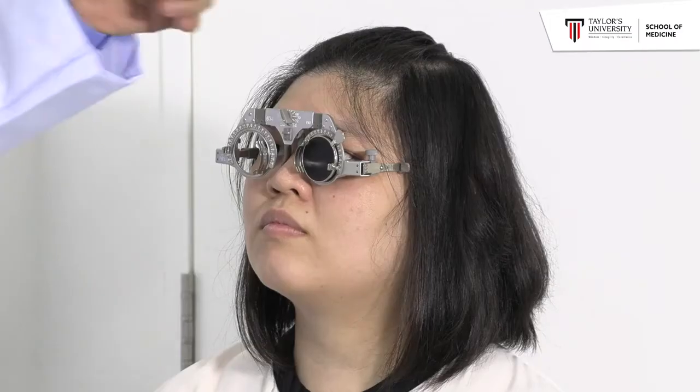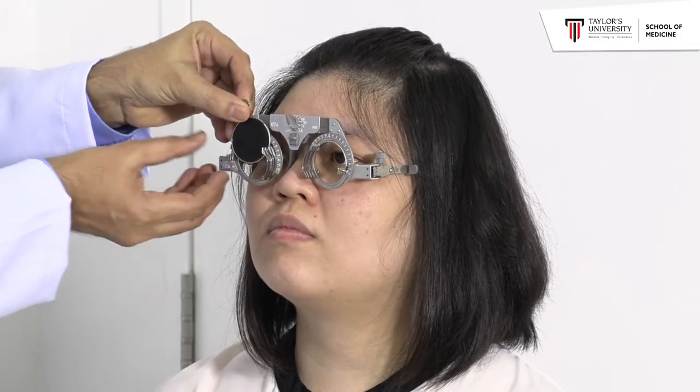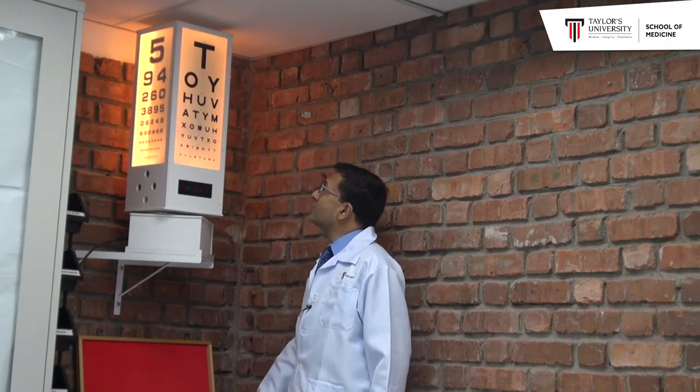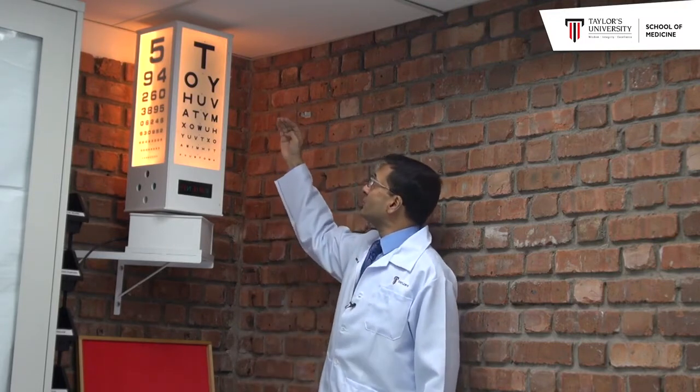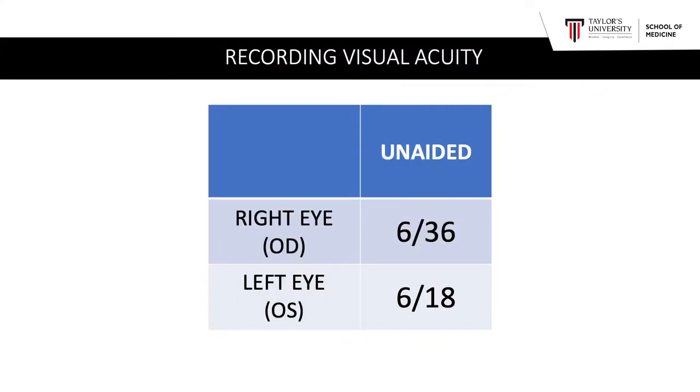Next, we record the visual acuity for the left eye. For that, I need to cover or place the occluder in front of her right eye. Okay, Miss Audrey, can you please read now? T, O, Y, H, U, V, A, T, Y, M. Unable to read. Okay. So in the left eye, she is able to read the top 4 lines, and I record the visual acuity as 6/18.